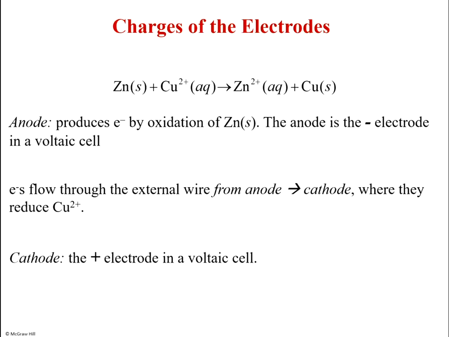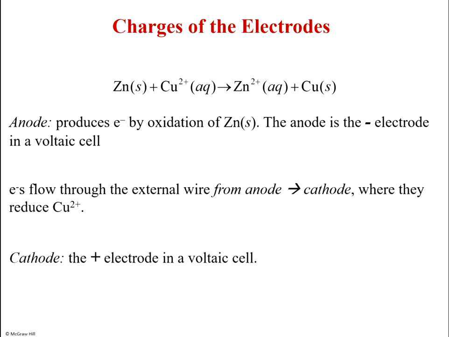Next, let's look at the charges of the electrodes. And it will vary from voltaic or galvanic cells to electrolytic cells, as we'll see later on in this video. So here, our zinc reacts with copper ions to produce zinc ions plus copper metal. The anode, this is where we produce electrons by the oxidation of the zinc. So oxidation at the anode. The anode is the negative electrode in the voltaic cell because the electrons are being released by the zinc metal.